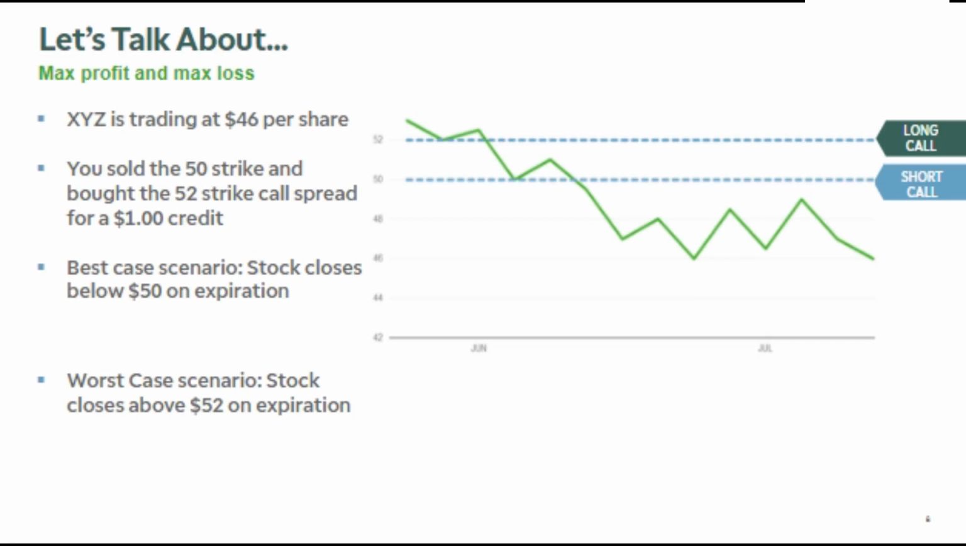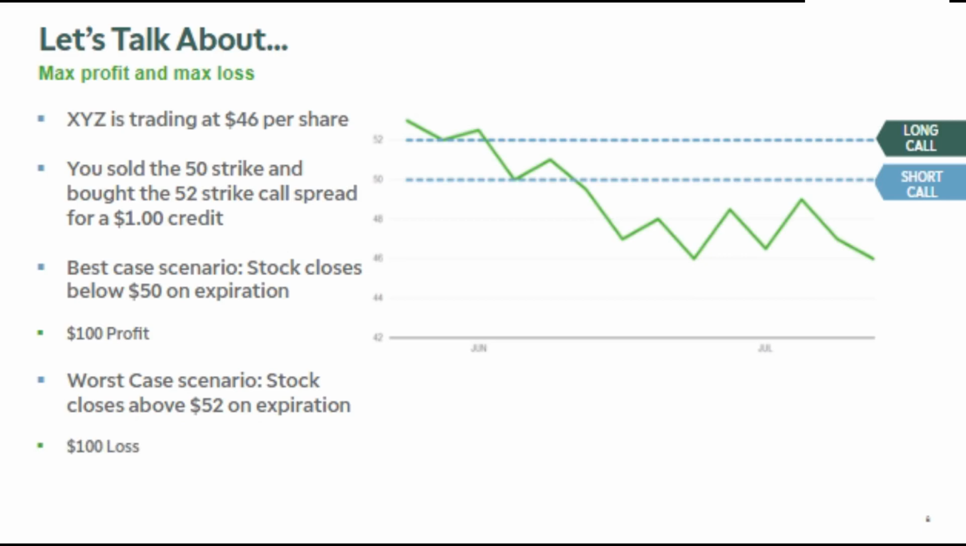In the previous example, stocks trading at $46 per share, sell the 50 strike, buy the 52 strike for a $1 credit. Now the third bullet point there says the best case scenario is if the stock closes below $50 on expiration. If that happens, we realize a $100 profit. The stock is below $50 per share at expiration. We keep that premium. It's a $100 profit. The worst, absolute worst case scenario here is if the stock closes above 52 on expiration. In that case, there's a $100 loss.